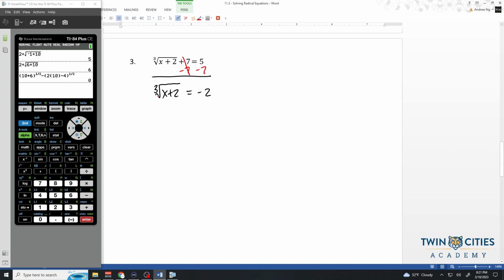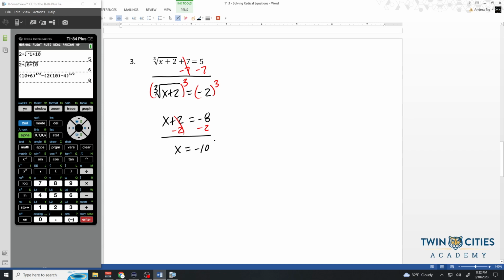Once that's isolated, I've got the cube root here, so I'm going to bring both sides to the power of 3. The cube root of something cubed, that's just going to be the something in the middle there, x plus 2, is equal to negative 2 to the third power. So that's negative 2 times negative 2 is 4 times another negative 2, that's going to be negative 8. And then subtract 2. So x equals negative 10.